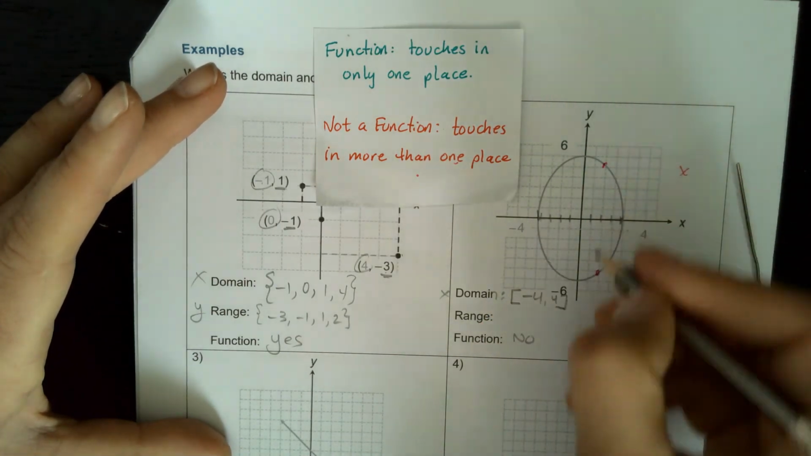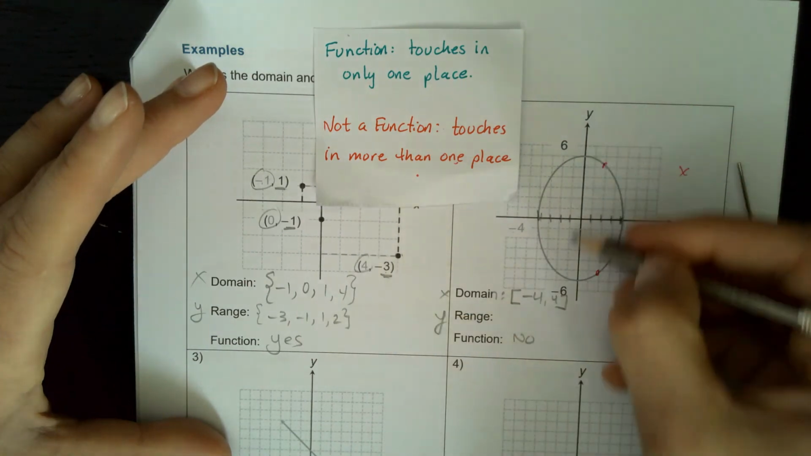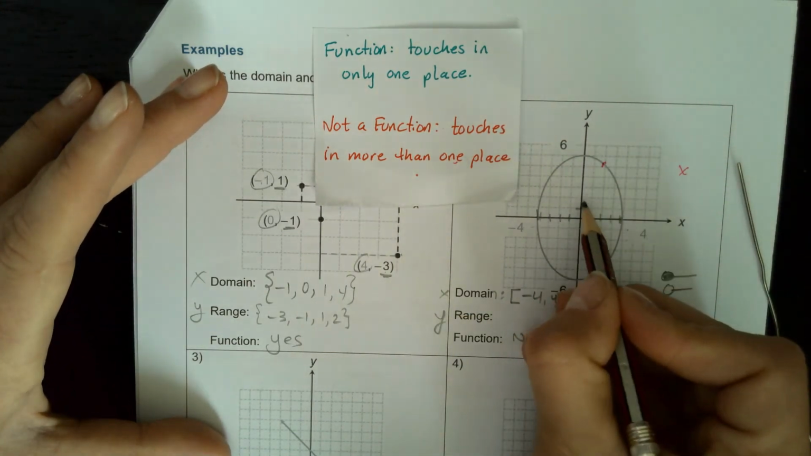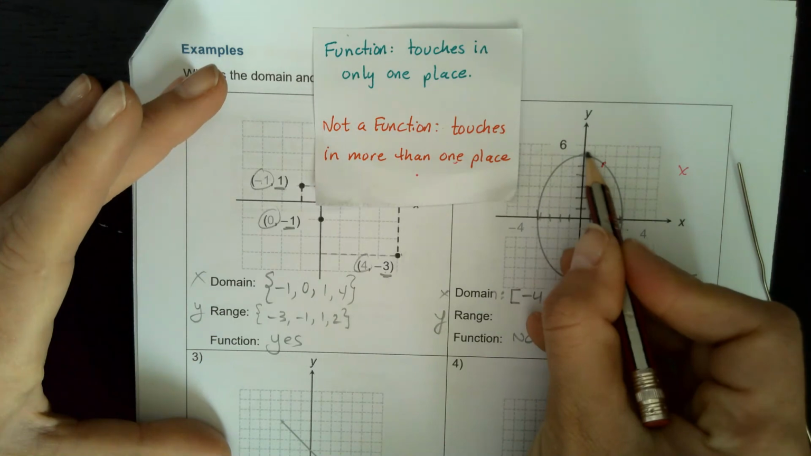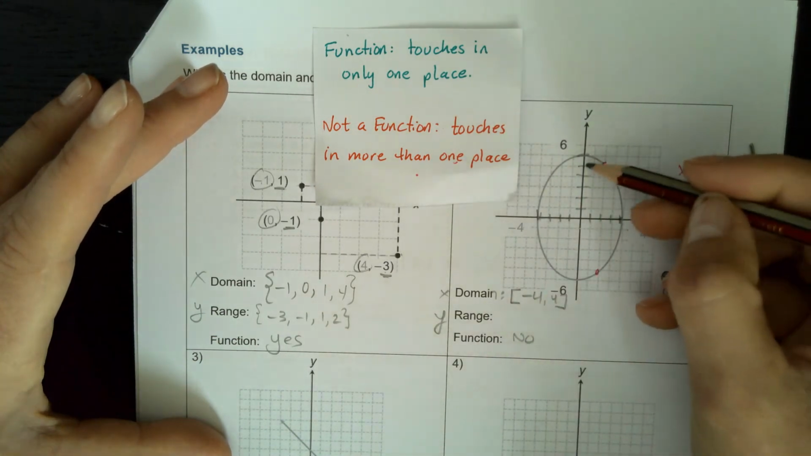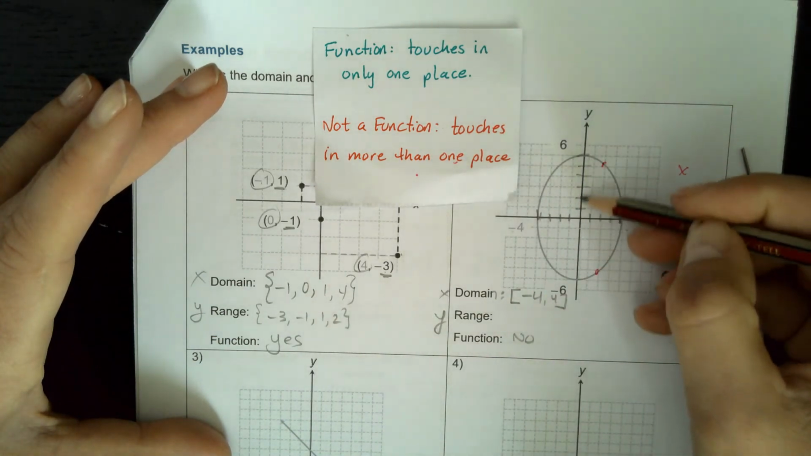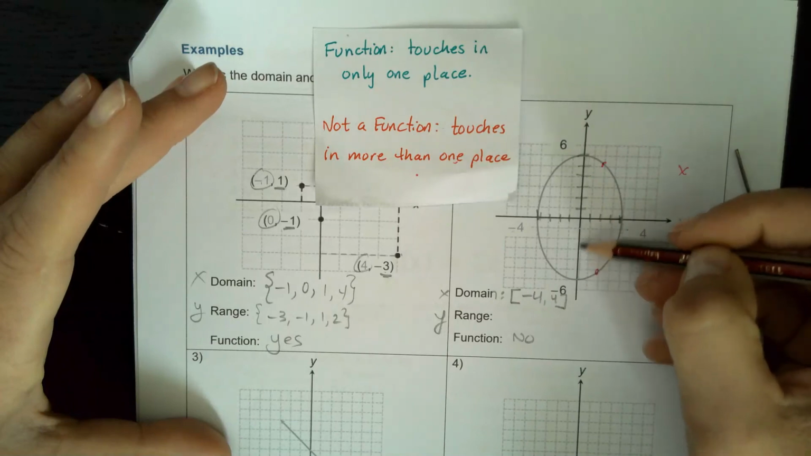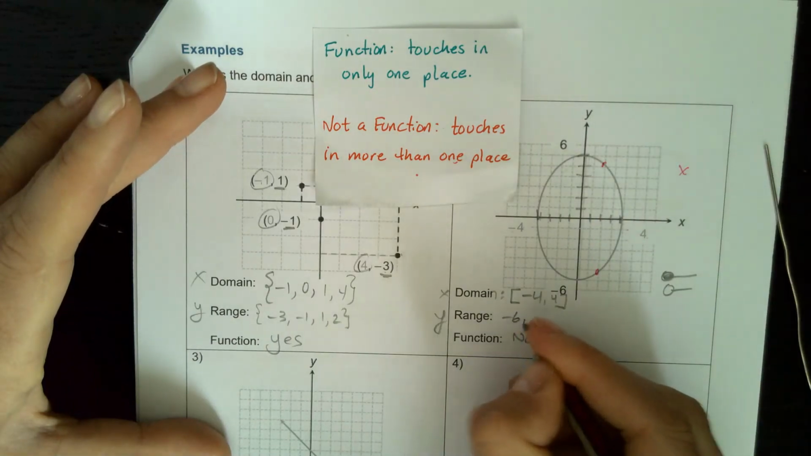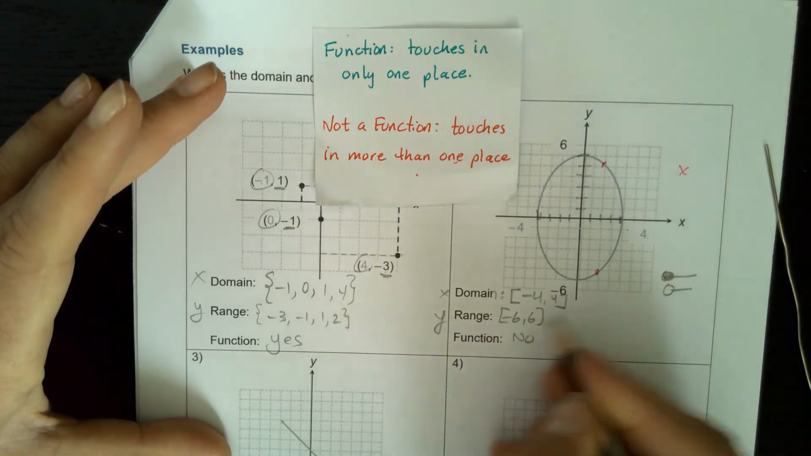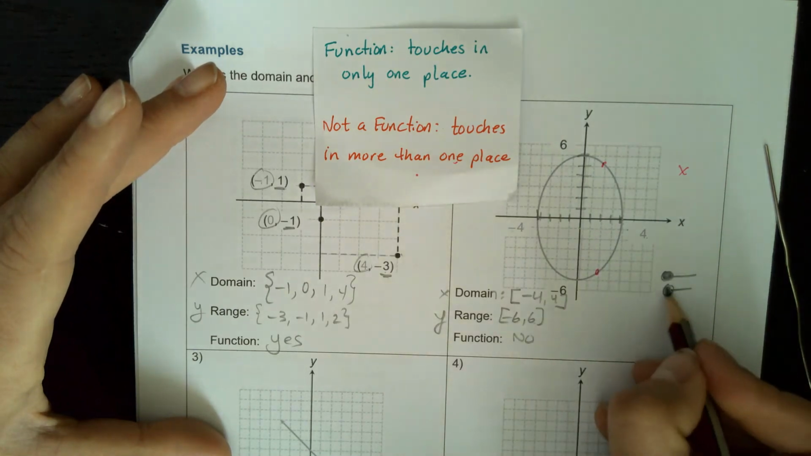Now my range is the y values. Let's check if this is 6. 1, 2, 3, 4, 5, 6. Yeah, so this ellipse exists only on the y-axis between -6 and 6. And I'm using square brackets because there's no open and closed circles.